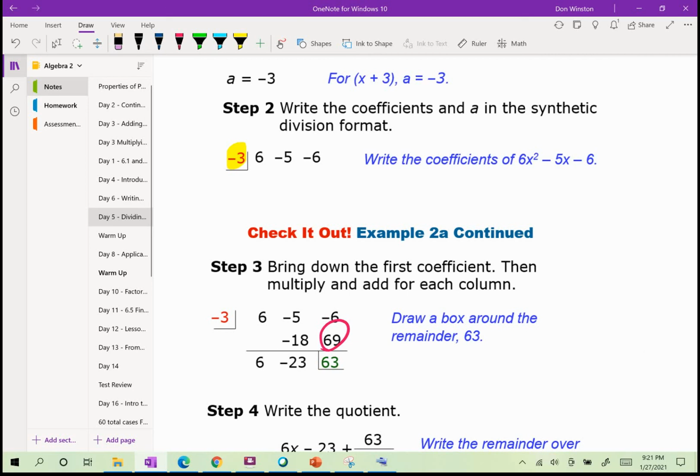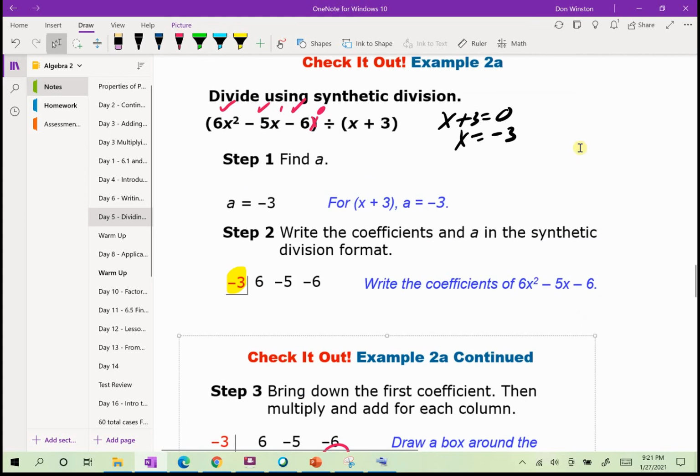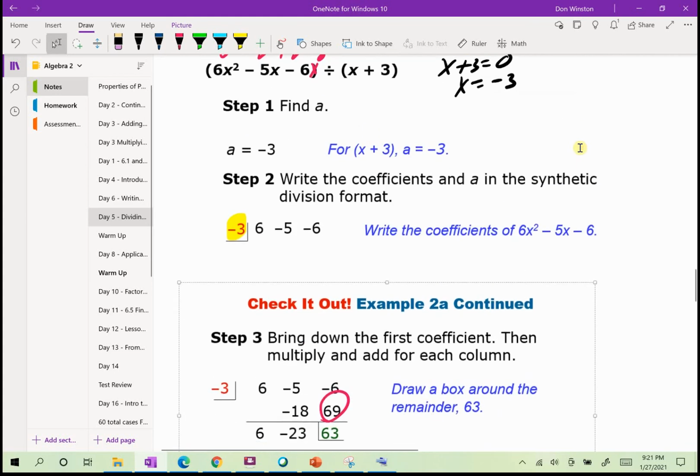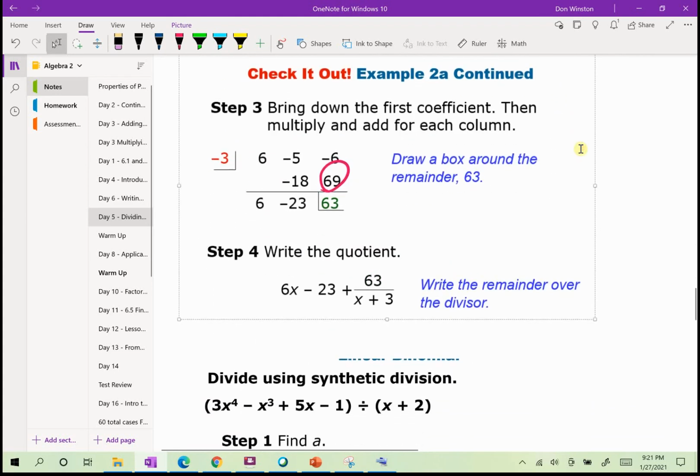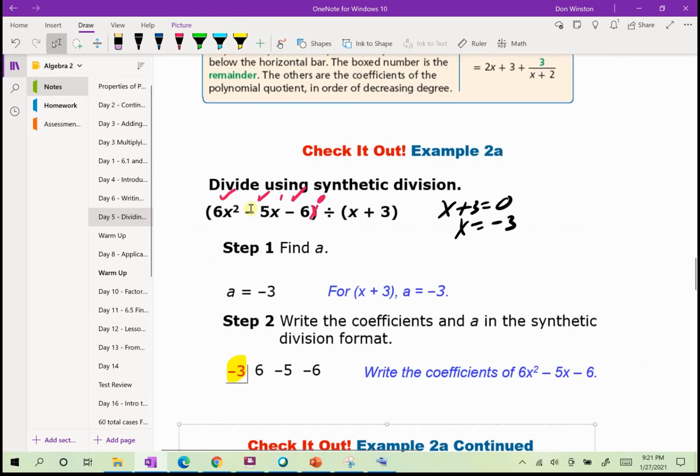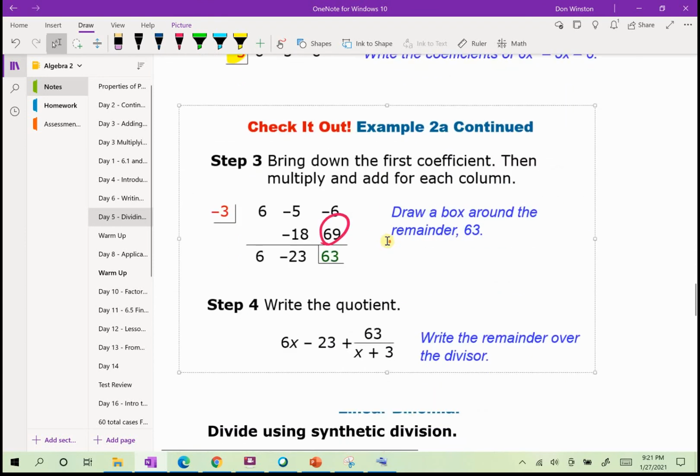Okay, and so 63 is the remainder, which means then that x plus 3 was not a factor of 6x squared minus 5x minus 6. And again, I started with 6x squared, and I divided by x. So my quotient will be 1 degree less, so I'll interpret 6 as 6x and then minus 23 with the remainder of 63 over my divisor x plus 3.